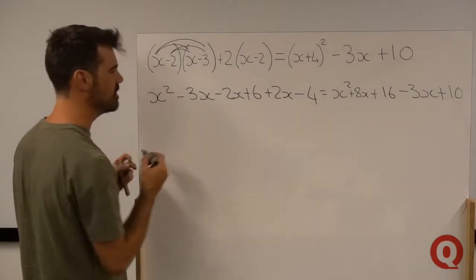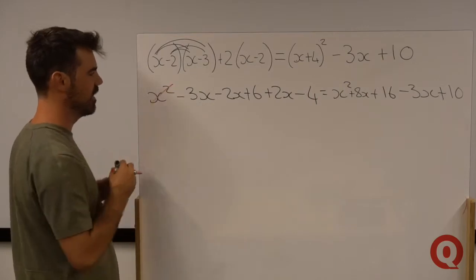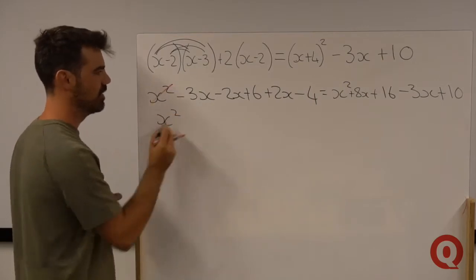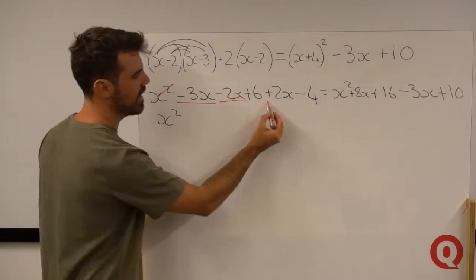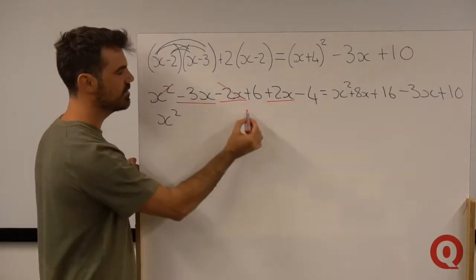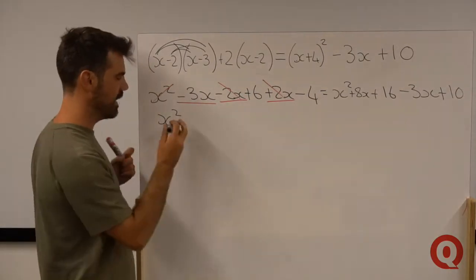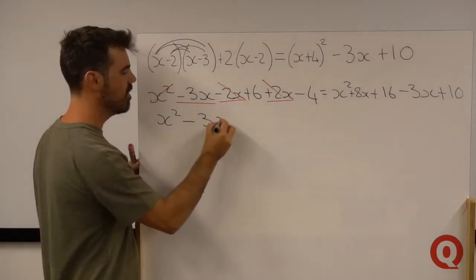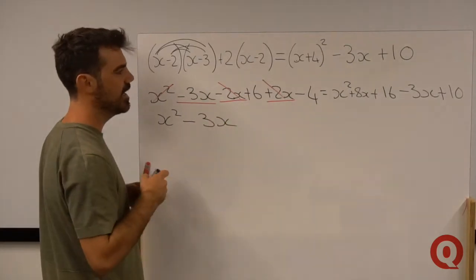Any other x squared terms here? No, no other x squared terms. So don't be shy to just cross it out and then rewrite it below. Now I've got a negative 3x, a negative 2x, and a positive 2x. The negative 2x and the positive 2x will cancel each other out, and I'm left with just my negative 3x. So x squared minus 3x, a plus 6, and a negative 4.